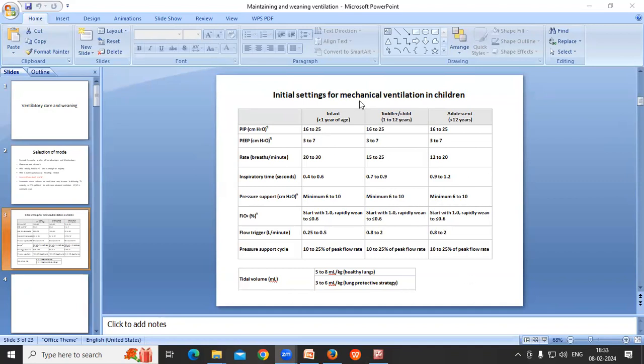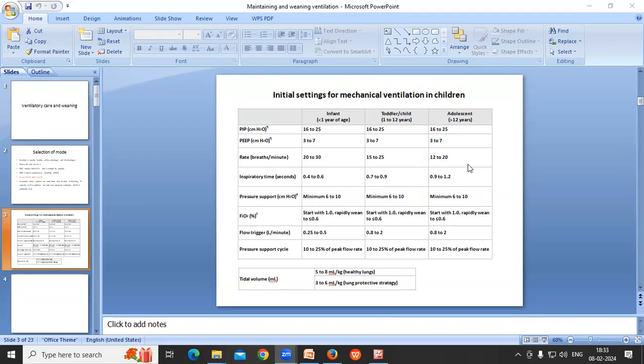The first question is selection of mode. I think I answered that question. The next question is, what are the initial settings for diseased lungs? Initial settings are based on your rough estimate, but the final settings are based on your PEEP titration, oxygenation, ventilation. You can choose initial settings like this, but everything should be manipulated based on your oxygenation and ventilation. There are no universal settings for any lung. It depends on the underlying lung condition, whether moderate or severe damage is there. Depending on that, you need to modify your settings.